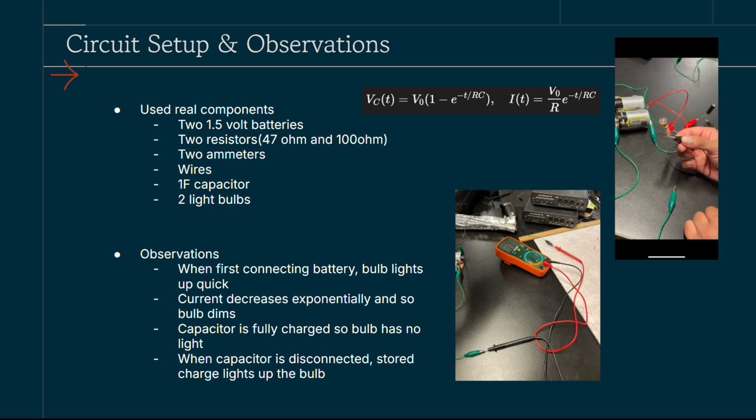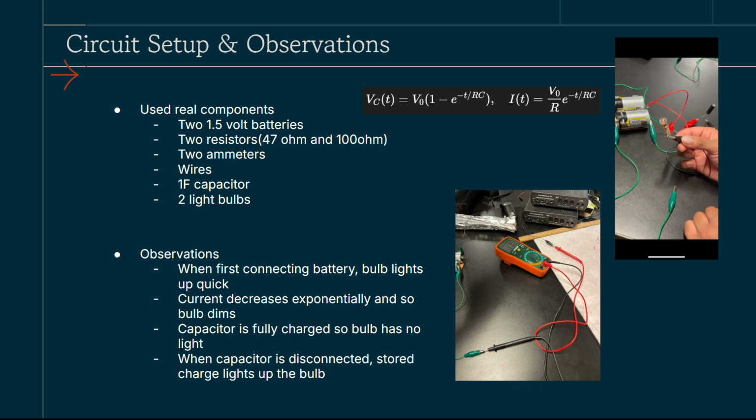And the second part is the RC circuit, and this contained the light bulbs and the capacitor. And what we saw was when we first connected the battery, the light bulb lights up very quickly because the current is extremely high. But then the capacitor starts to build charge, so the bulb starts to dim, and then the capacitor is fully charged, so the bulb then has no light.